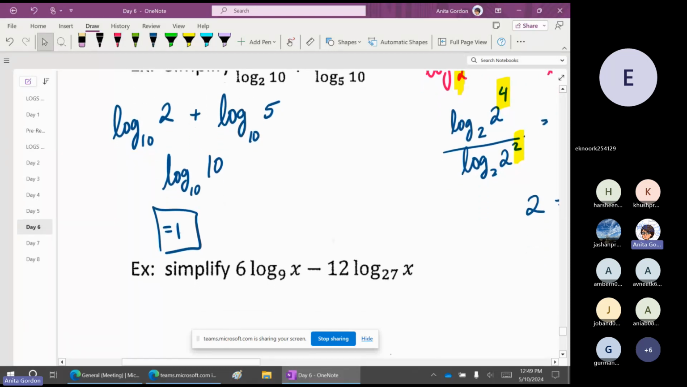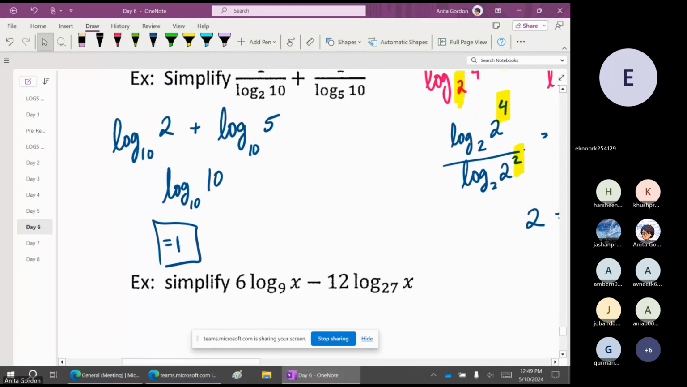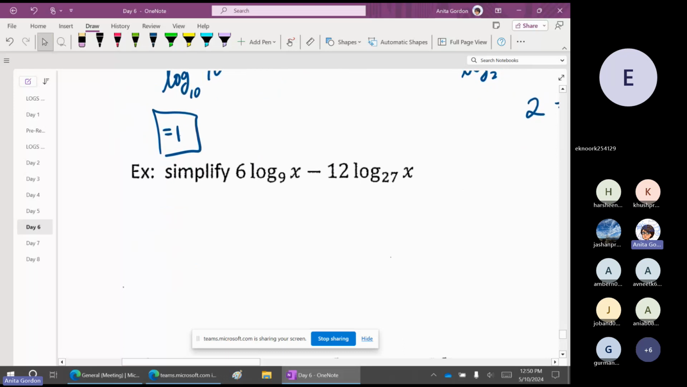Okay. Two logs with the same base that are adding can combine as a product. Okay, last one. Use some creative thinking.